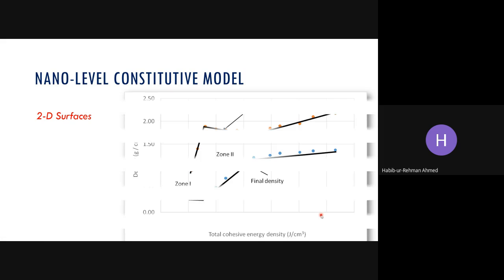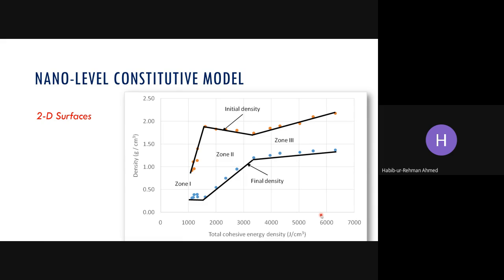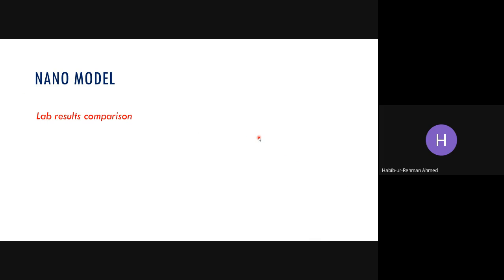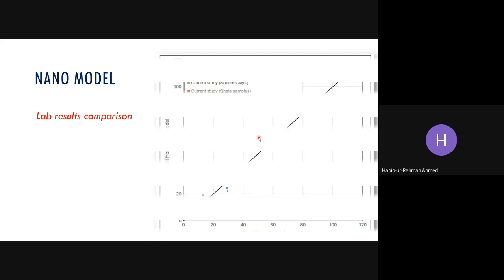So this is the 2D surfaces of just one part of the model. You can see two bounded surfaces, total cohesive energy density versus the initial density. So you can directly use this for your model. And in 3D, this is the constitutive surface. So we don't have to worry about the constitutive surfaces here. We just have to plug in the basic parameters over here.